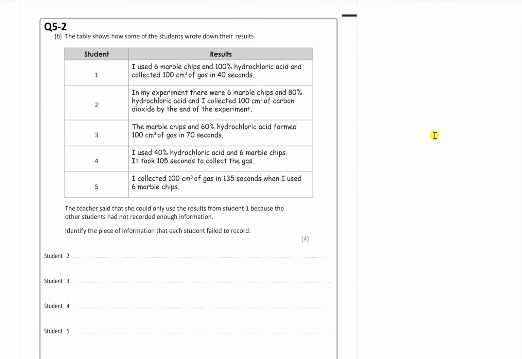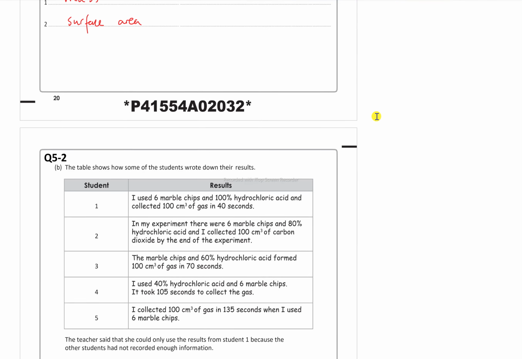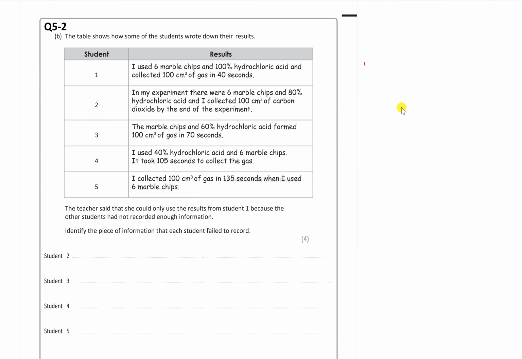Right, this is an interesting one. So we need to find out, what did the teacher say? The teacher said something up here. Concentration, time. So we want the mass. We need to make sure we use the same mass. We need to keep an eye on the concentration of acid, and we need to measure the time, and after it's done, we need to check the volume of gas produced.